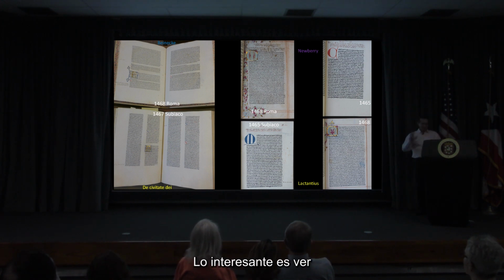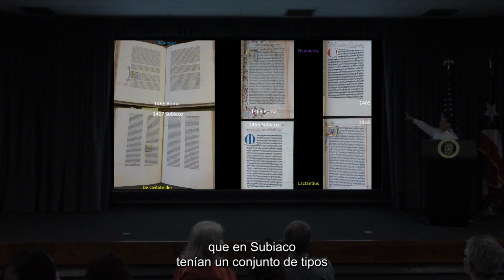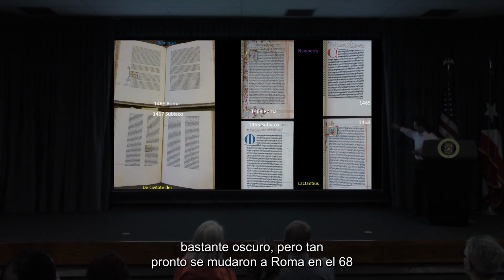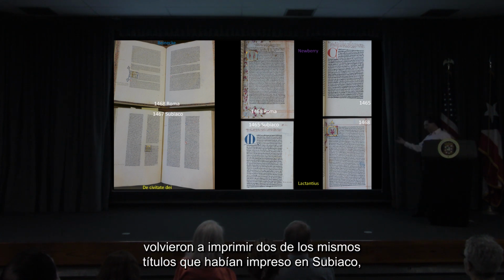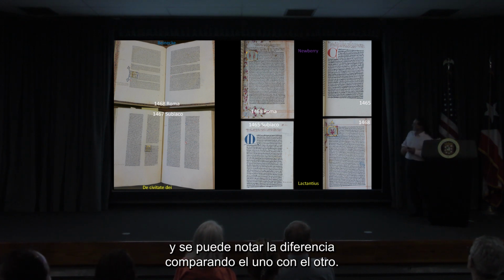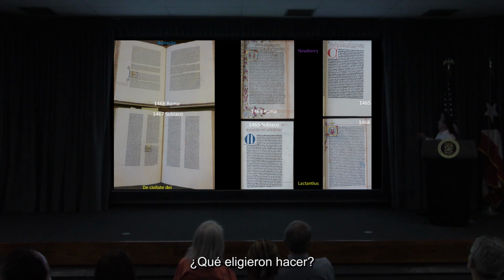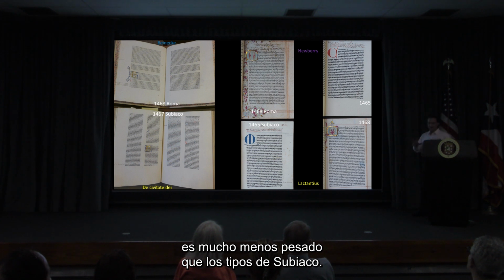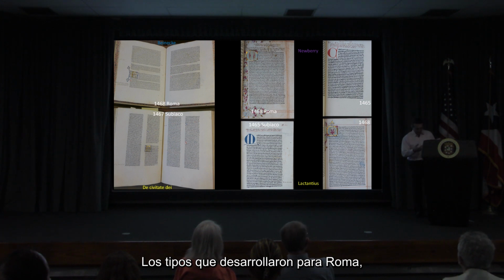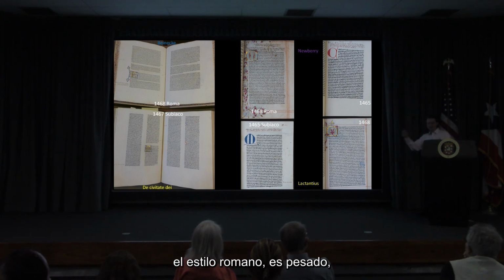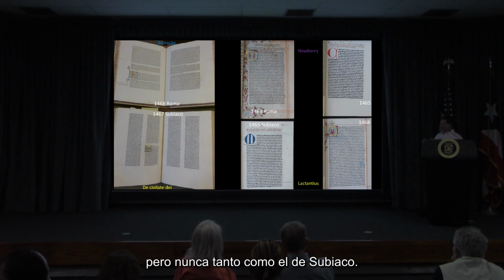So, what is interesting to see is that in Subiaco, they had one set of types, pretty dark. As soon as they moved to Rome in 68, they printed two of the same titles they had printed in Subiaco, and you can see the side-by-side difference. What did they choose to do? The new set of types, the Roman typeface they developed for Rome, are yes heavy, but nowhere near as heavy as the Subiaco ones.